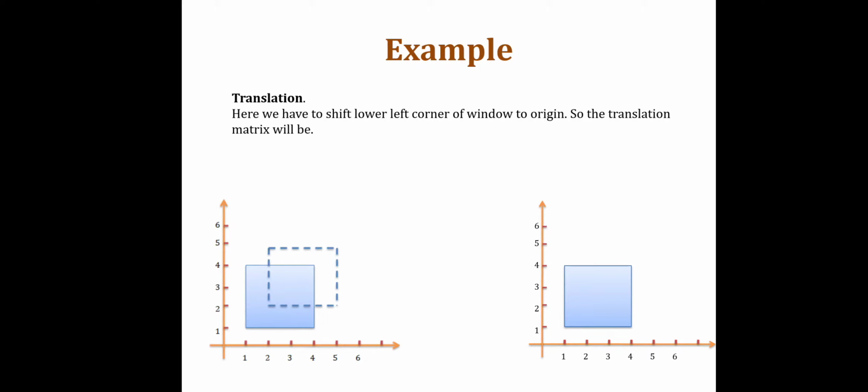So how are we representing this? Here is the actual diagram that we have drawn in the previous slide. Now I want to shift that window. How am I going to shift that window? I want to shift this lower left corner to this origin, right. So here is our origin. So I want to shift this lower left corner to this origin.